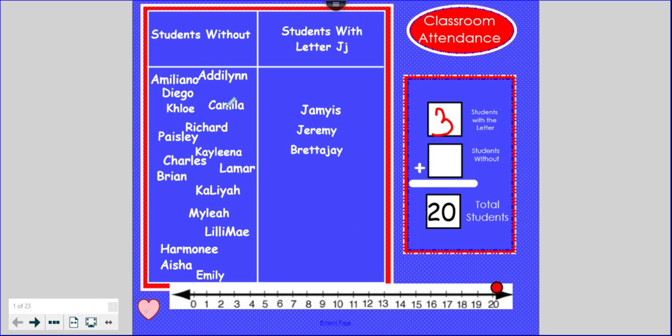Let's count how many friends do not have any letter J's in their first name. 1, 2, 3, 4, 5, 6, 7, 8, 9, 10, 11, 12, 13, 14, 15, 16, 17. 17. How do I write a number 17? Teen numbers start with a number 1. That's right. And when I say 17, I hear the number 7 inside of that number. So I'm going to write a 1 and a 7 for 17. Let's say our number sentence together. 3 plus 17 equals 20.